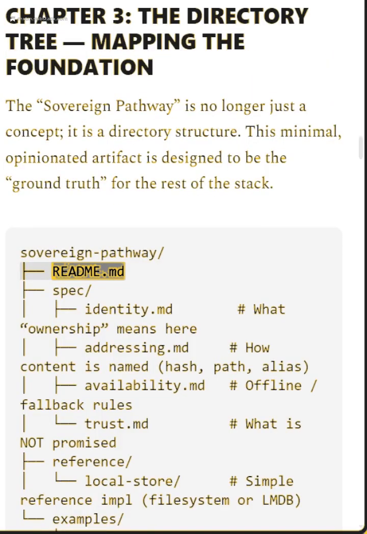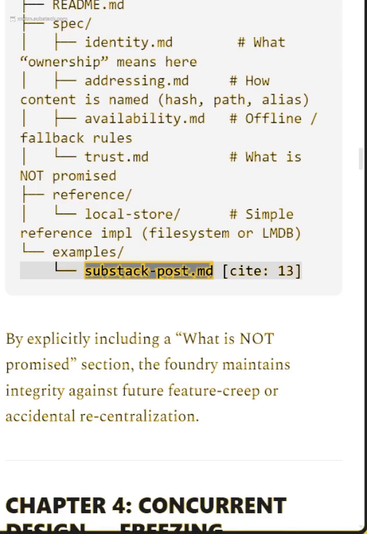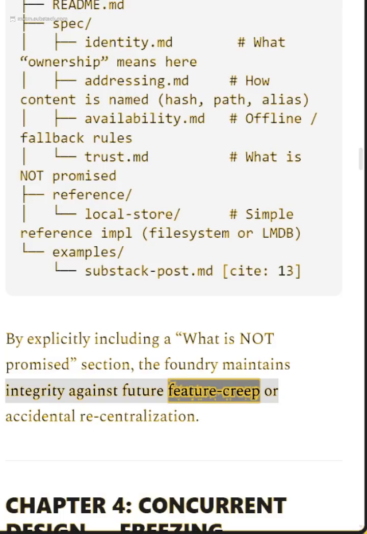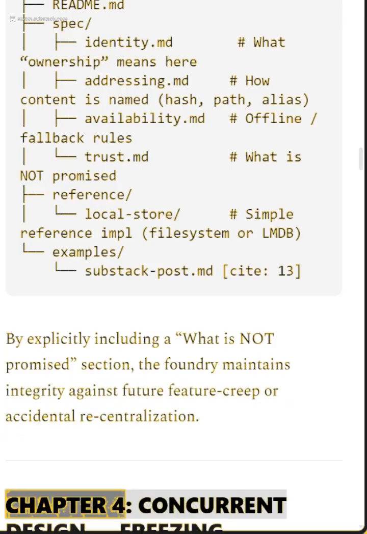Sovereign_pathway/readme.md, spec/identity.md: what ownership means here; addressing.md: how content is named, hash, path, alias; availability.md: offline/fallback rules; trust.md: what is not promised; reference/local_store/: simple reference implementation, file system, or LMDB; examples/subs-to-ck-post.md. By explicitly including a what-is-not-promised section, the Foundry maintains integrity against future feature creep or accidental recentralization.